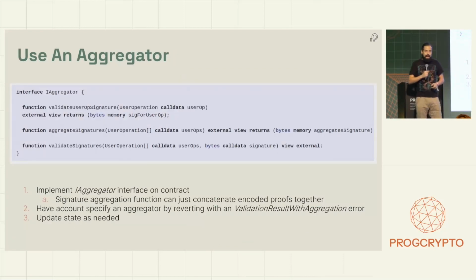The other option is to use an aggregator. The aggregator entity is essentially a contract that can validate UserOps, both one or a bulk of UserOps, with an aggregated signature. It also can take a large number of signatures and aggregate them into one. The most common use case example that's done with this is for aggregating BLS signatures. And so to implement this, we would implement this interface on a contract. And for this signature aggregation, if you actually don't want to aggregate the signatures, or potentially even aggregate the proofs together, you can just concatenate all the proofs together into one very long aggregated signature.